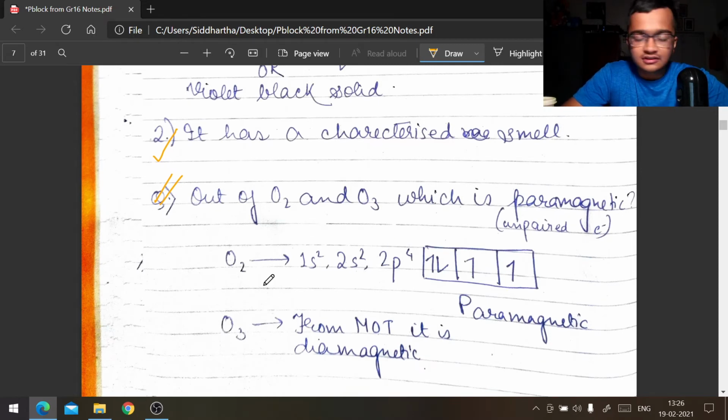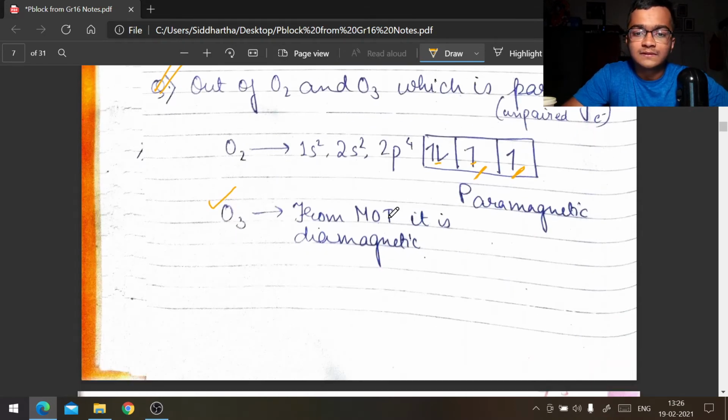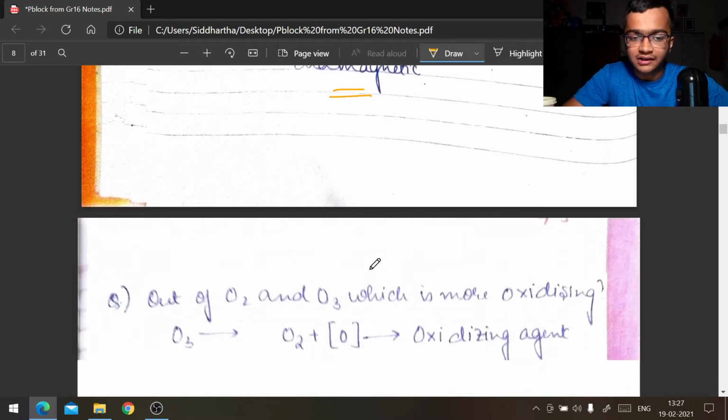Now if we see the structure of O2, it's 1s2, 2s2, 2p4, right? And so here you can see there is a presence of unpaired electrons. These two are unpaired electrons, right? So it is paramagnetic. But from the MOT diagram, which means molecular orbital theory, it is observed that O2 is diamagnetic. That means there is no unpaired electron.